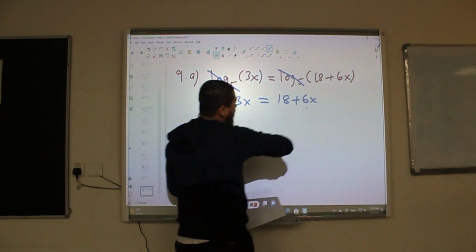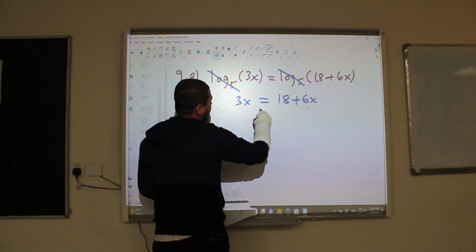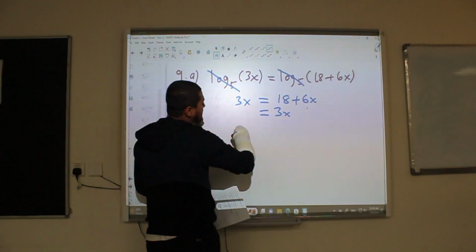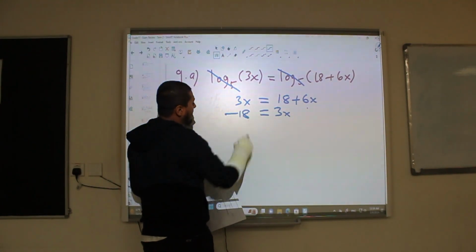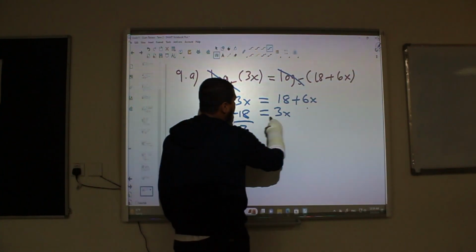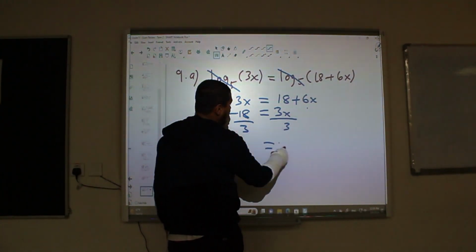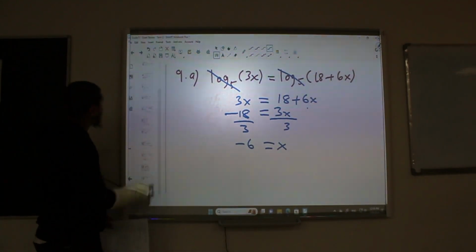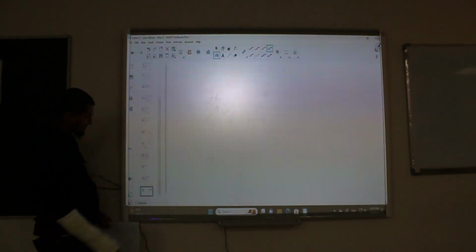We can take the 6x over, or bring the 3x over, anything. So let's bring the 3x over, you get 3x, and taking the 18 over, you get negative 18. Now if we divide both sides by 3, we get x is equal to negative 6, and that's my answer. We'll go on to the next.